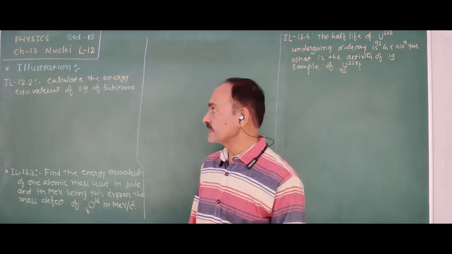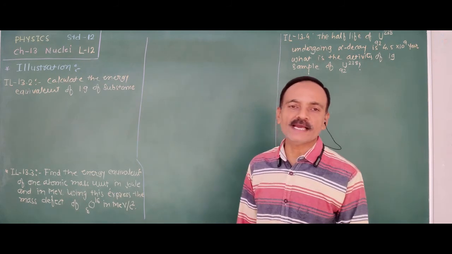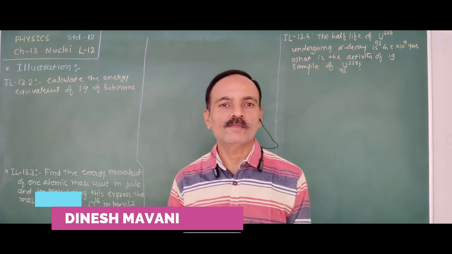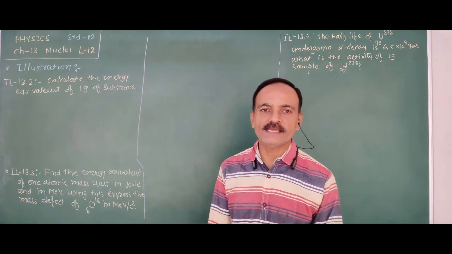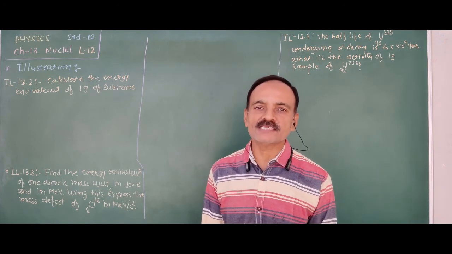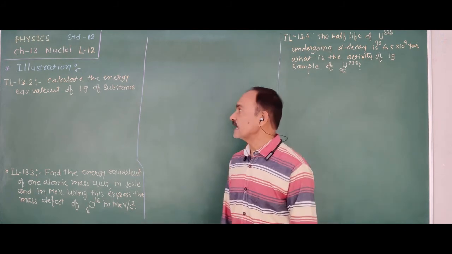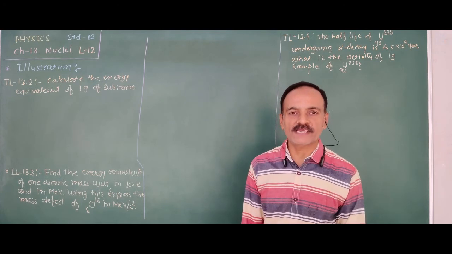Good morning friends. Last time we discussed the first illustration of chapter 13, Nuclei. We found the density of the iron atom by finding the radius of the iron atom and then using the equation for density, mass per volume. Now the second illustration: calculate the energy equivalent of 1 gram of substance.